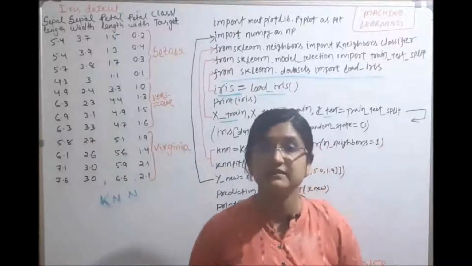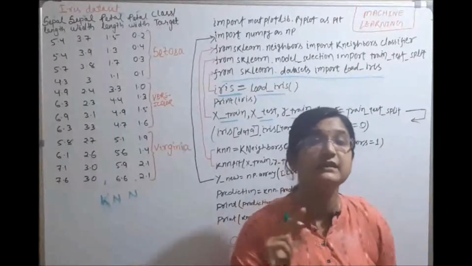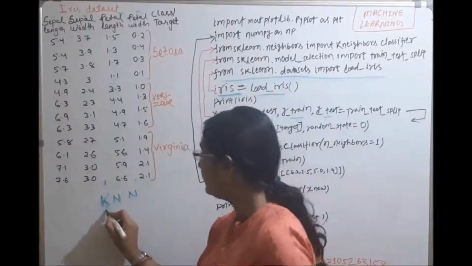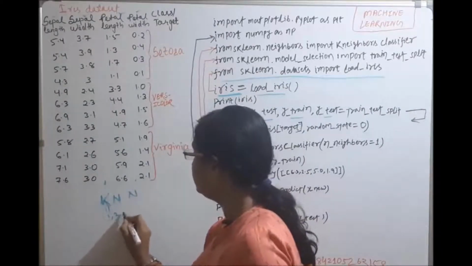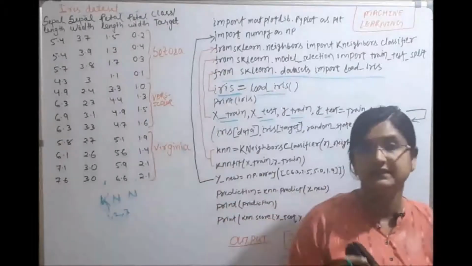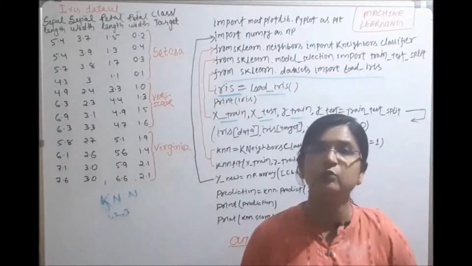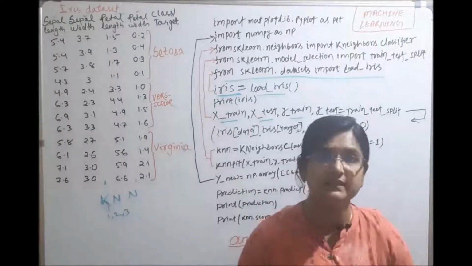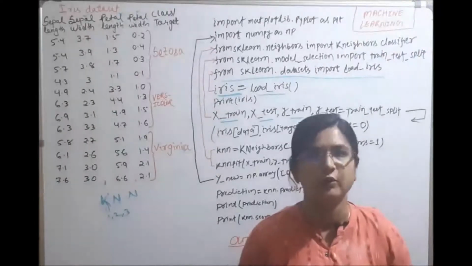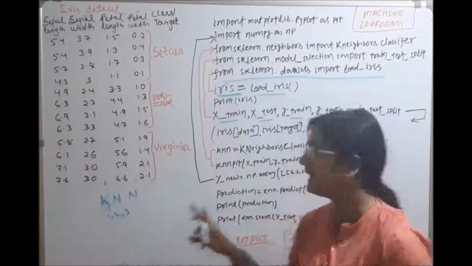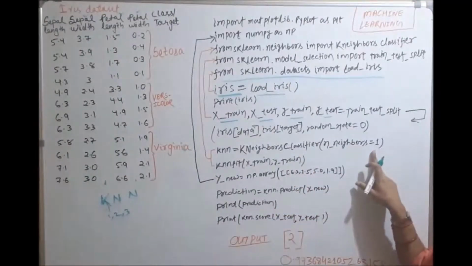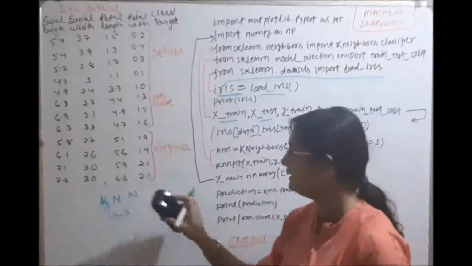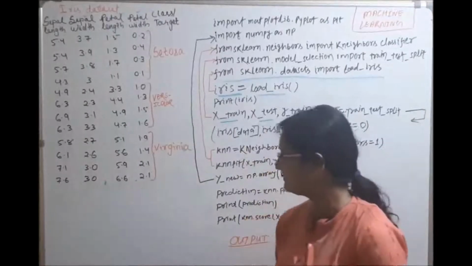As the name suggests, KNN is K nearest neighbor. Here K can be 1, 2, 3, 4, 5, anything. That is the 1 nearest neighbor, 2 nearest neighbor, 3 nearest neighbor, and so on. In my case, I have put the nearest neighbor as 1. Let us check how the algorithm actually works.